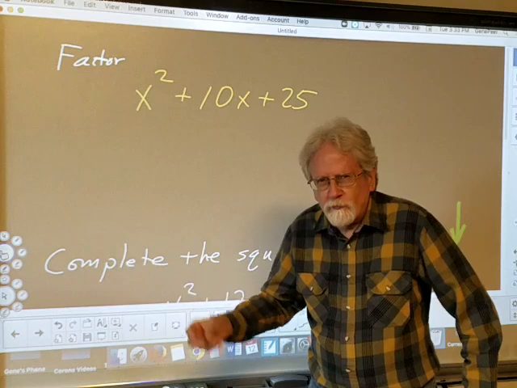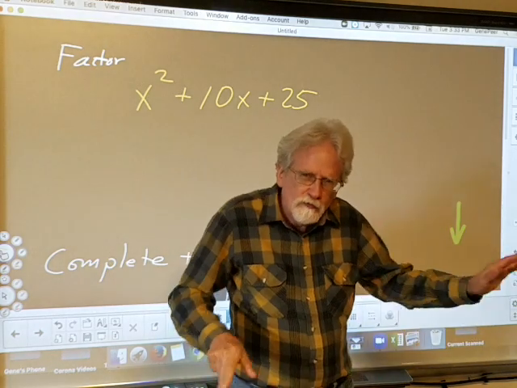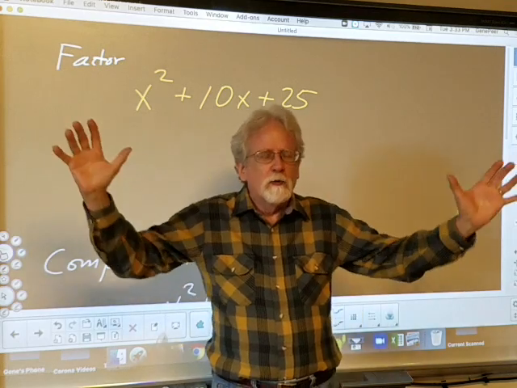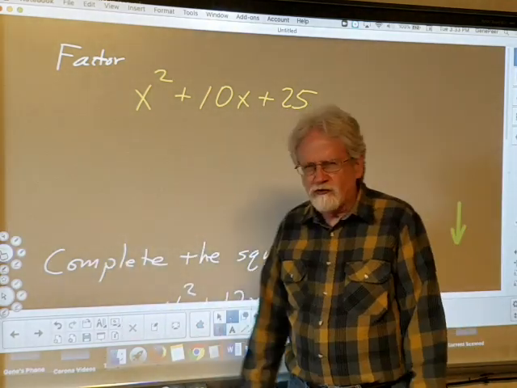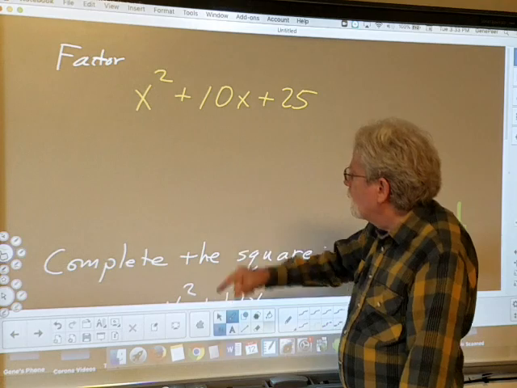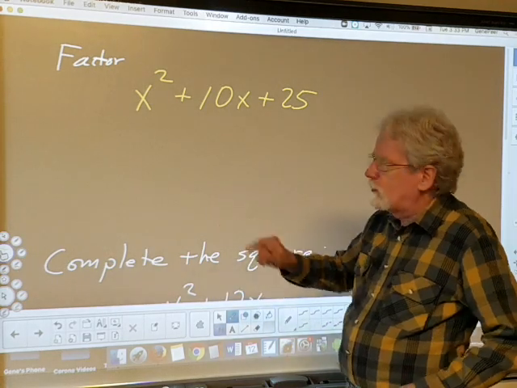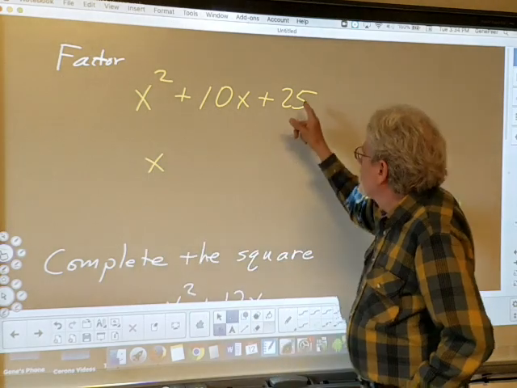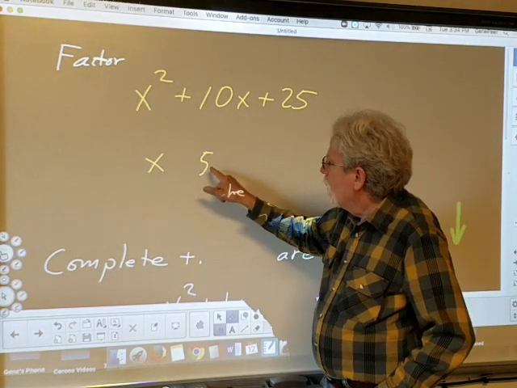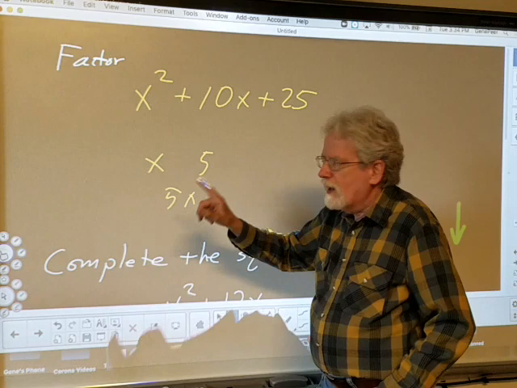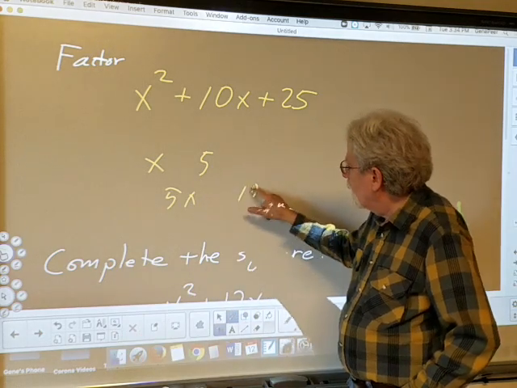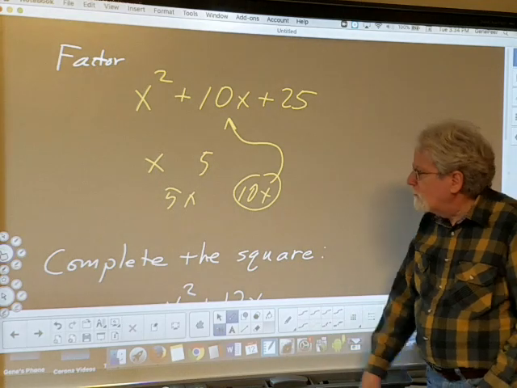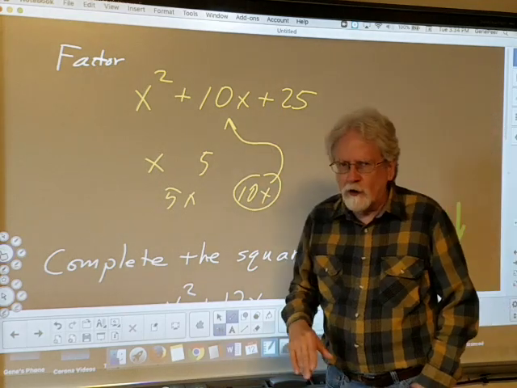What was squared? Multiply and double. The RAP test. What was squared? X. What was squared? 5. Multiply. That's 5x. And double. That's 10x. Does it match the middle term? If it matches the middle term, you have yourself a perfect trinomial square.